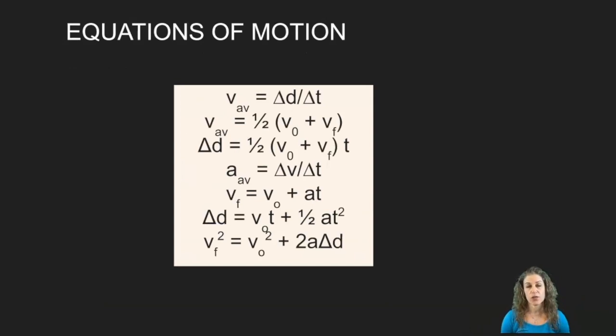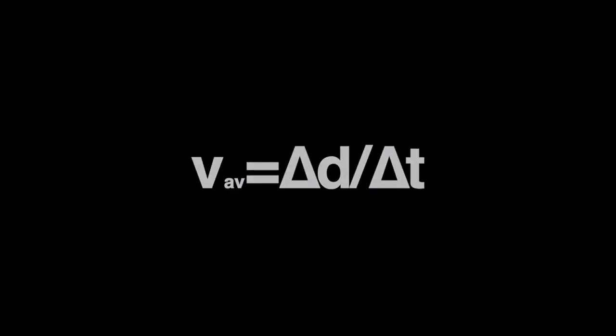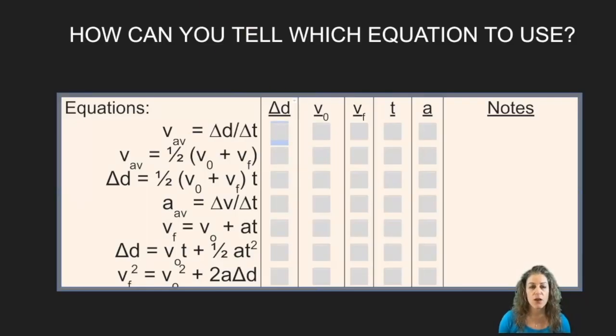Here are all the equations for motion, and actually it looks like there's a lot, right? There's like 7 here, but there's actually a lot of repetition within these equations. So I want to show you why I'm saying that. If we go through these, we can check off which things are present in each column.